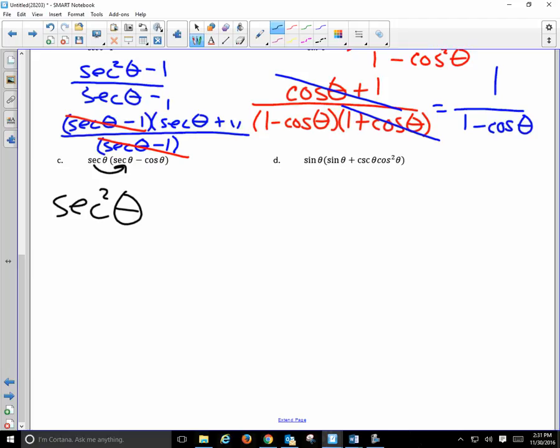And what is the relationship between secant and cosine? They are reciprocals. And when you multiply two reciprocals, you get 1. Do we know what secant squared minus 1 is? What is it? Tangent squared.